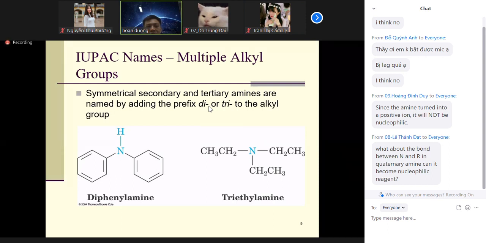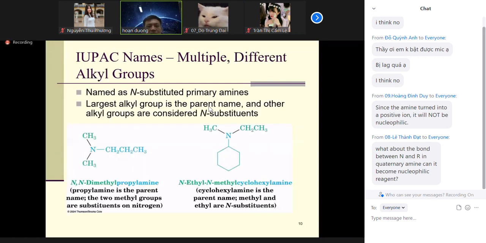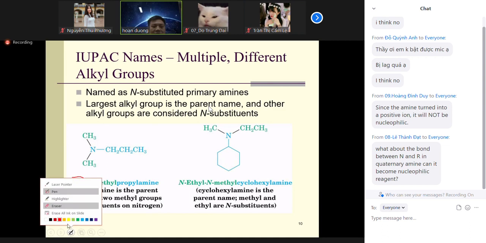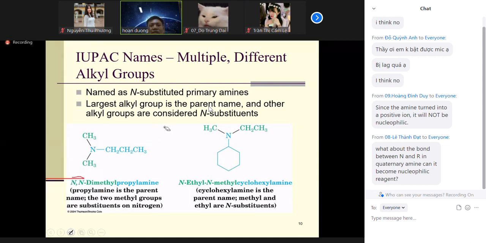We have diphenylamine and triethylamine, no problem. But if you have different groups or different substituents, now we have a problem. With the nitrogen, normally we put N where the substituent bonds on the nitrogen. If you do not put N, we don't know which atom on the structure the dimethyl is attached to.